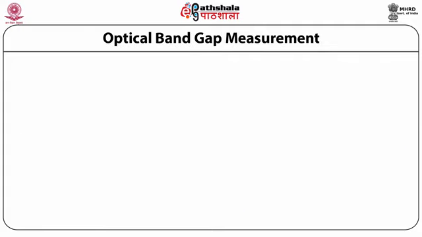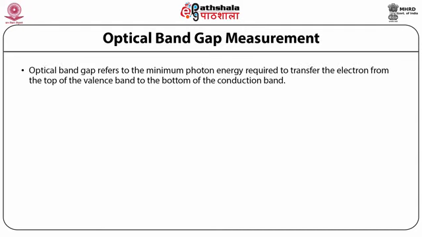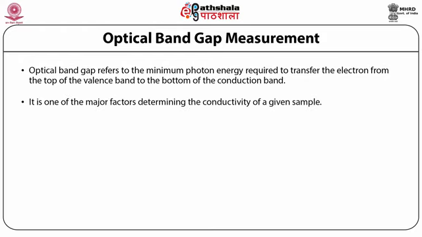Let us now discuss how to measure the optical band gap. Optical band gap refers to the minimum photon energy required to transfer the electron from the top of the valence band to the bottom of the conduction band. It is one of the major factors determining the conductivity of a given sample.